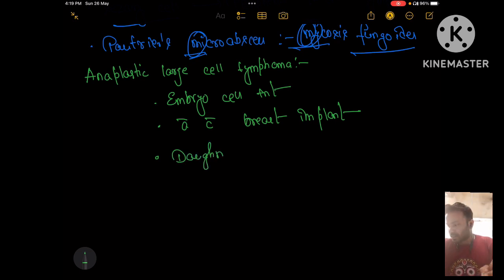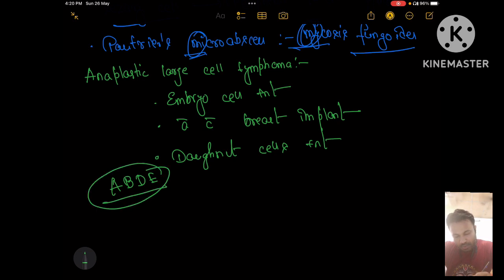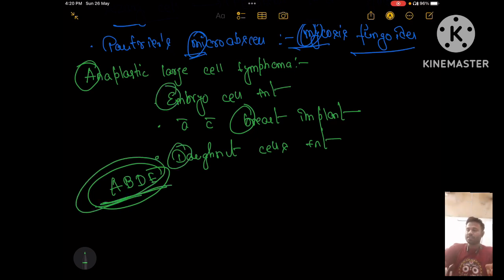Donut cells are present. So embryo cell, breast implant, donut cell. What is the mnemonic? A, B, D, E. So anaplastic large cell, breast implant, embryo cell, donut cell: A, B, D, E. This is the mnemonic.